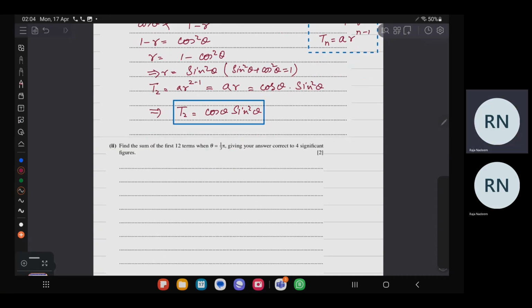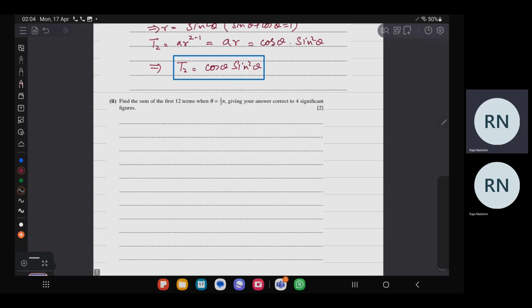Okay, let's move to the other part. Find the sum of the first 12 terms when theta is this, giving the answer correct to 4 significant figures. Okay, so in this part, we have the value of theta and we need to write our answer into 4 significant figures. And the formula for sum of first n terms in geometric progression, let's write it, is Sn equals a into 1 minus r power n divided by 1 minus r.